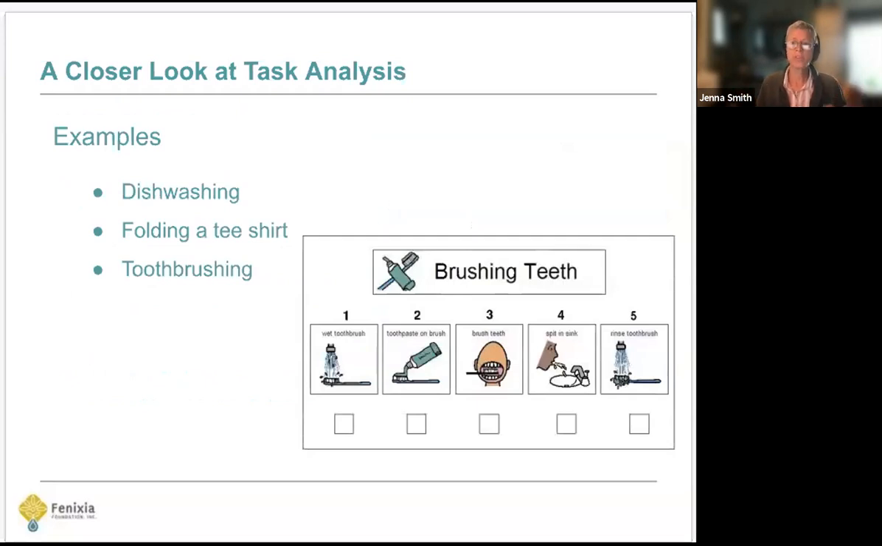So here are some examples, and in addition to the blank template, we've included some task analyses for some very basic tasks, but you can use these for dishwashing, folding a t-shirt, brushing teeth. You can make a task analysis for anything, and you'll find they're very helpful with your husbands and wives too.